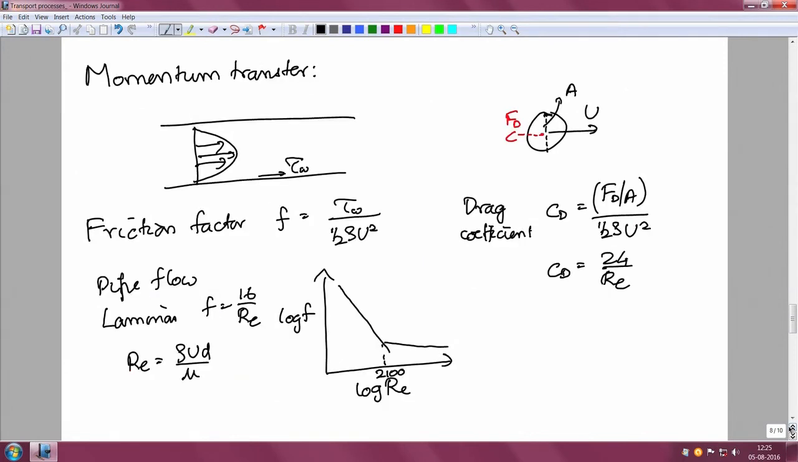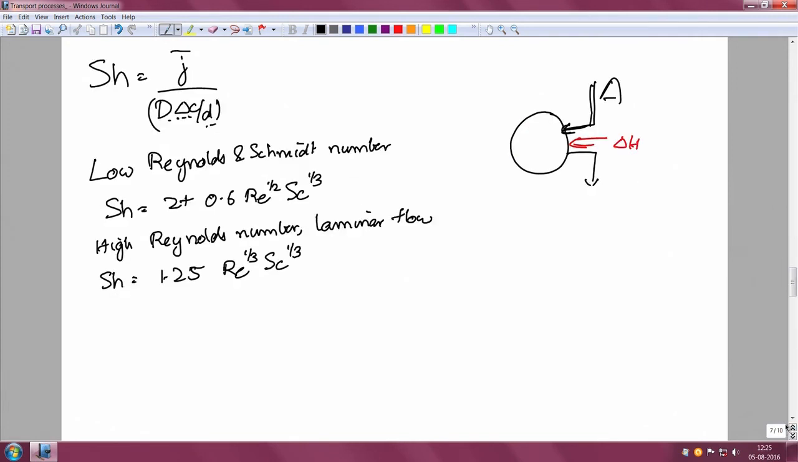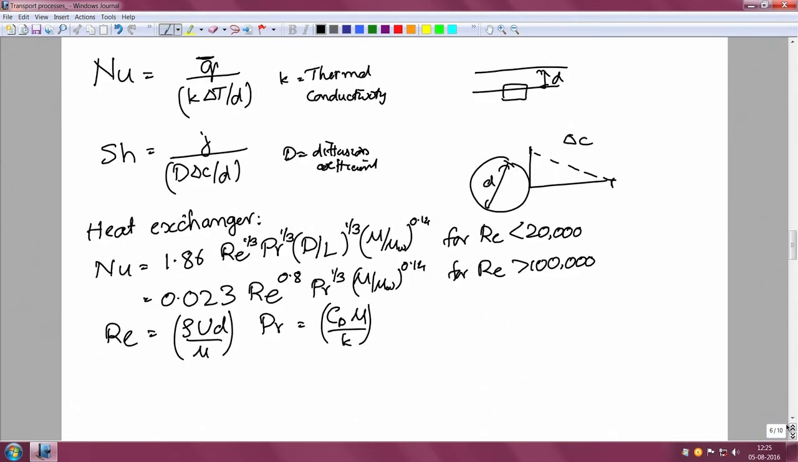the kinds of correlations that I have written for you here, for pipe flow and for flow around a particle, as well as the correlations for the Sherwood number and the Nusselt number. So, the Nusselt number correlations that are shown here and the Sherwood number correlations that are shown here. How can we derive these from a microscopic description which takes into account convection and diffusion? So, that is going to be the broad outline of this course.